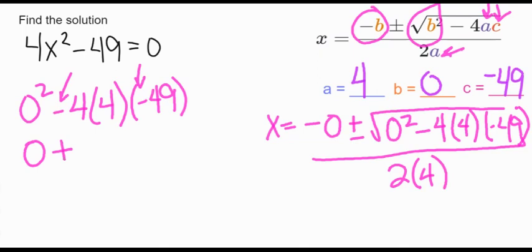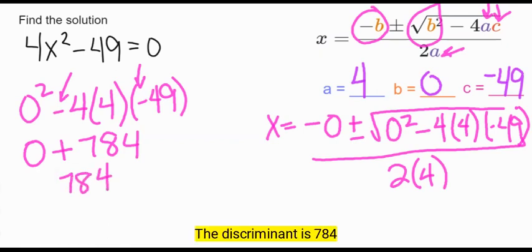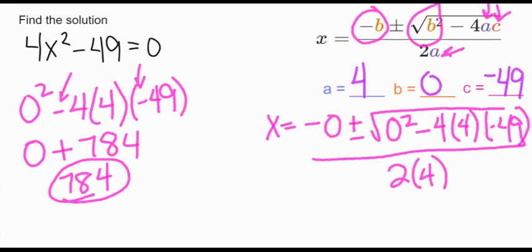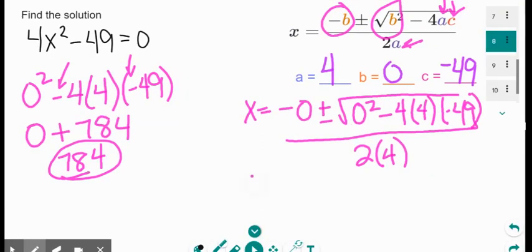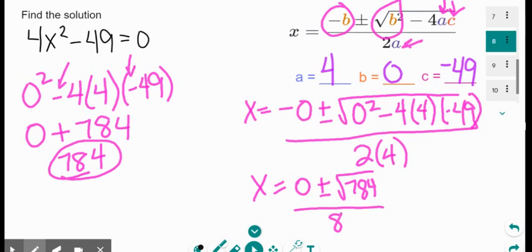And that is 784. So my answer is 784 because 0 plus 784 is 784. So this is my discriminant. 784 is my discriminant. And I'm going to put that back into the equation. So x equals, now negative 0 is just 0, plus or minus square root of 784, all over, now 2 times 4, we have 8.